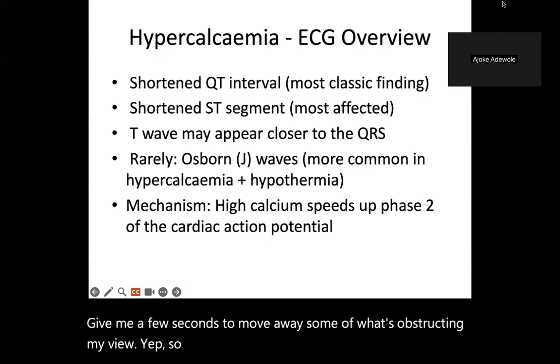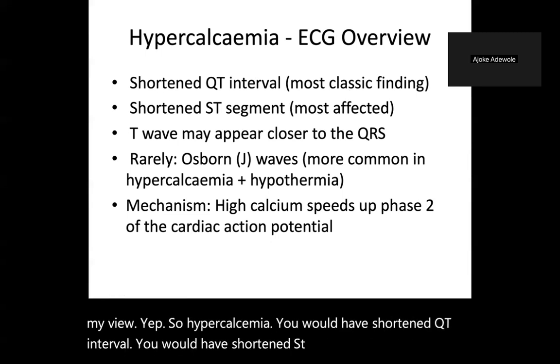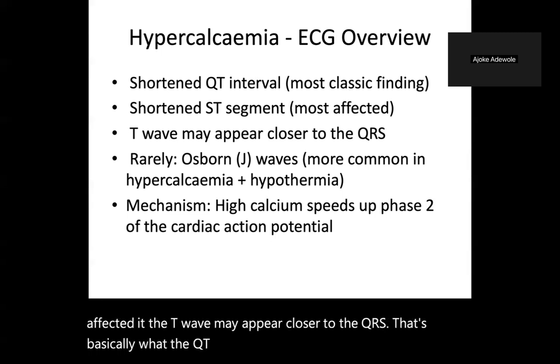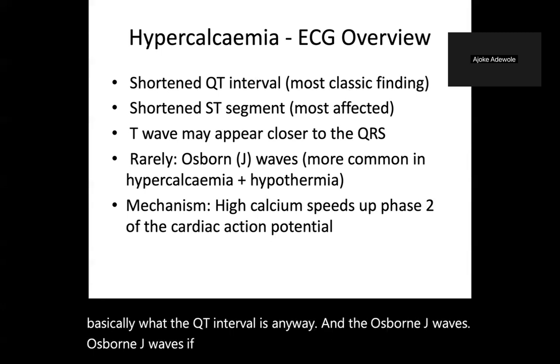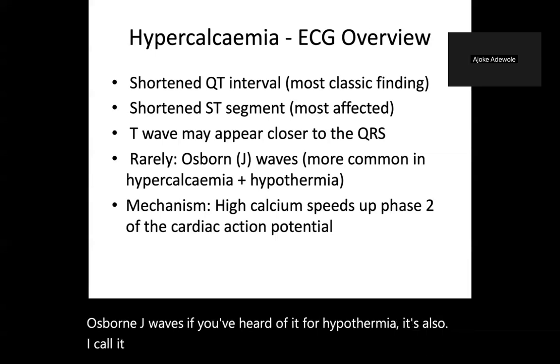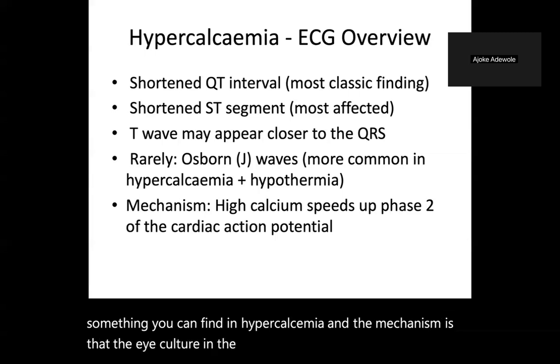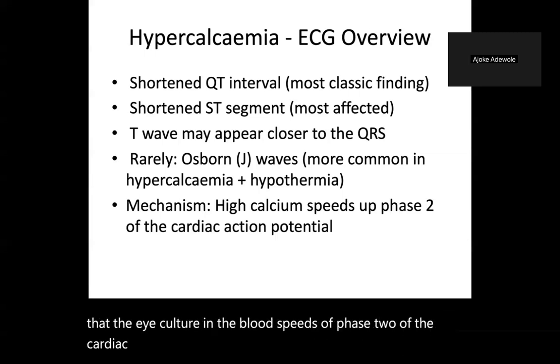In hypercalcemia, you would have a shortened QT interval and a shortened ST segment, which is the most affected. The T wave may appear closer to the QRS, and that's basically what the QT interval is anyway. And the Osborne J waves, if you've heard of them in hypothermia, I call it the smiley wave, and I'll explain in a bit. It's also something you can find in hypercalcemia, and the mechanism is that the high calcium in the blood speeds up phase two of the cardiac action potential, if you remember your physiology.